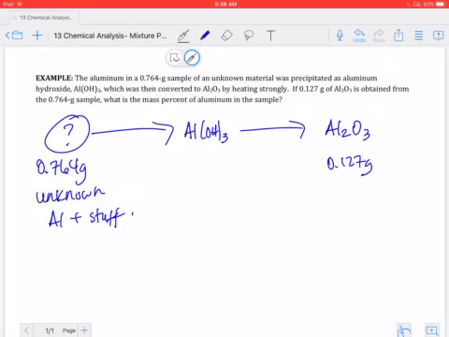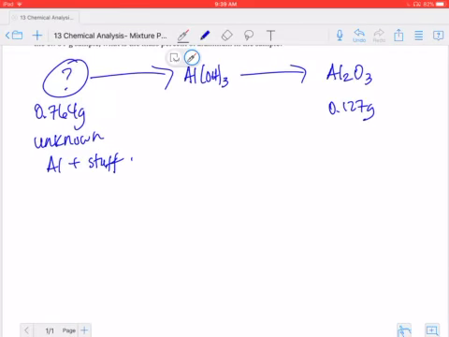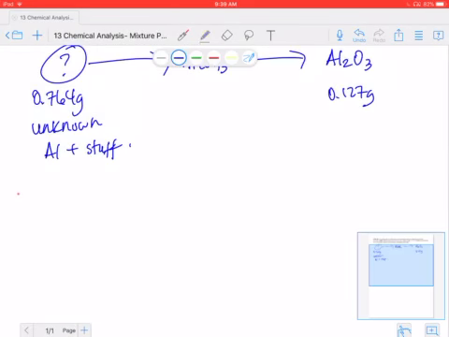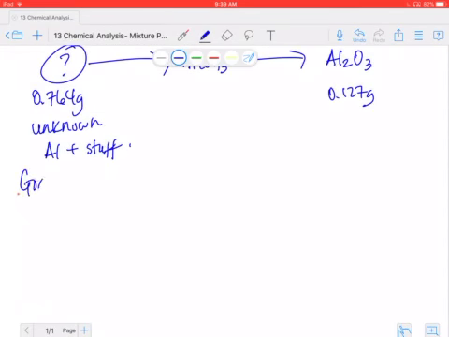We don't know how much aluminum was in the original amount, but we do know how much we started with, and we know how much aluminum oxide we have at the end. It's always good to recognize what the goal is, what you're trying to find. In this one, we're trying to find the mass percent of aluminum. So I like to write that out somewhere. My goal here is the mass percent of aluminum.